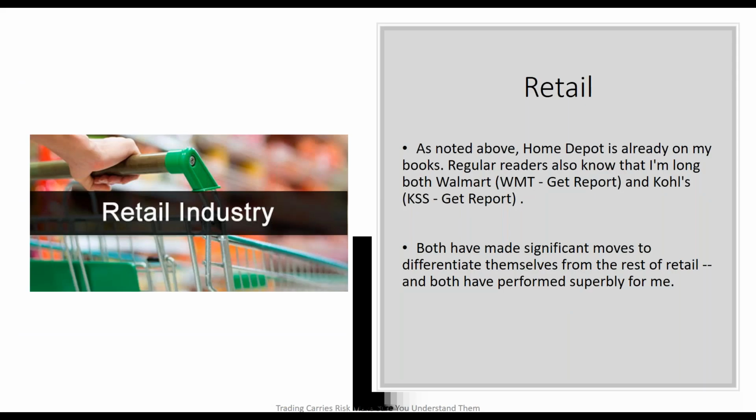And then we go back to retail again. As noted, Home Depot is already on my books. Regular readers also know that I'm long Walmart. I firmly believe Walmart was one of the most successful conversions from brick and mortar, and they still have God knows how many brick and mortar stores, to online sales. At the same time, they've expanded their grocery offerings. So they have a very positive outlook for October, November, December. They might be a buy if the markets dip down. Whenever you can buy them on a dip, keep an eye on them. So we'll take advantage of this October effect if we can.